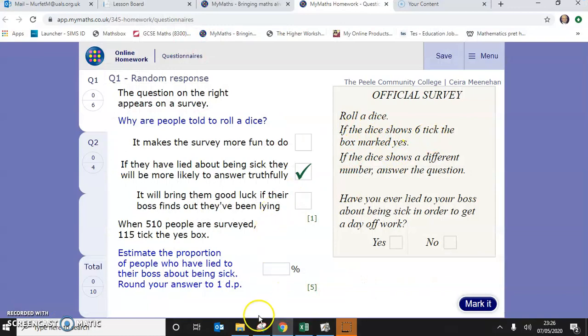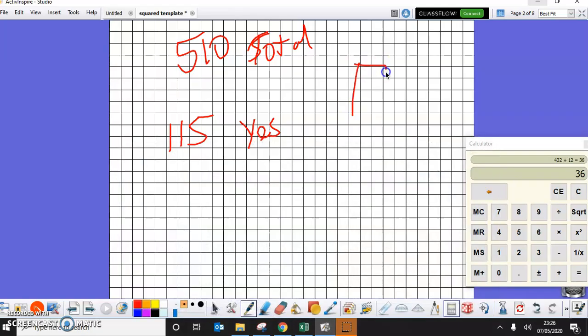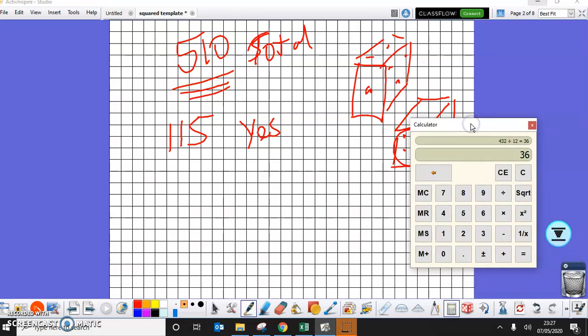Now, if the dice shows 6, tick the box marked yes. So if we're thinking about a dice, we've got 6 sides on a dice, and only one of those faces has a 6 on it. So 1 in 6 people that rolled the dice would have landed on a 6 in theory. So 510 divided by 6 gives me 85. So 85 people we are going to presume rolled a 6.